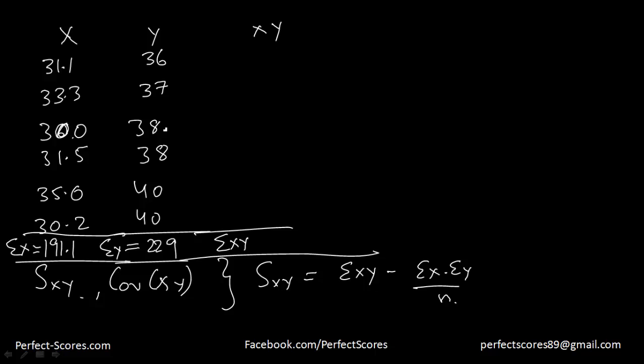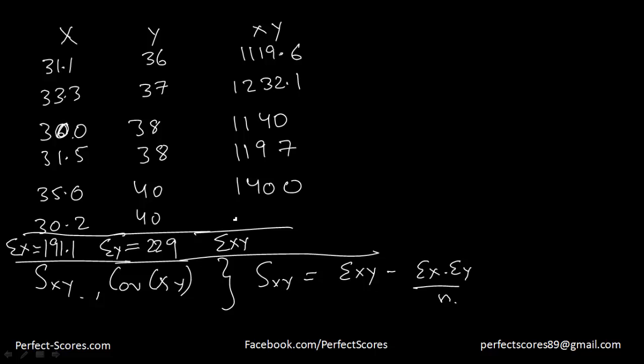So what I'll do is, I'll find xy here. So 31.1 times this is going to be 1119.6. I'm just going to use my calculator here. This into this is going to be this, and so on, and the last is 35.0 times 30.2. So summation of xy, if I add all these values up, is going to give me 7296.7. These are just calculations, so I'm going to skip the calculations part so that we can hit the real point.